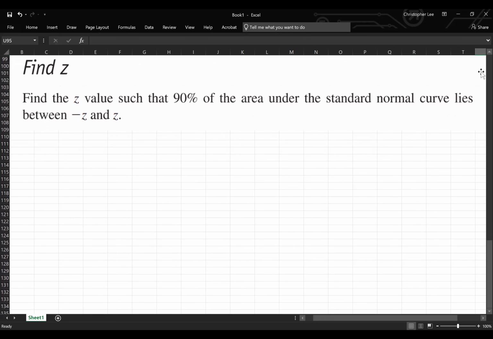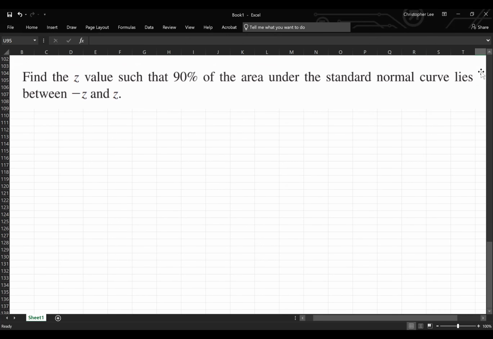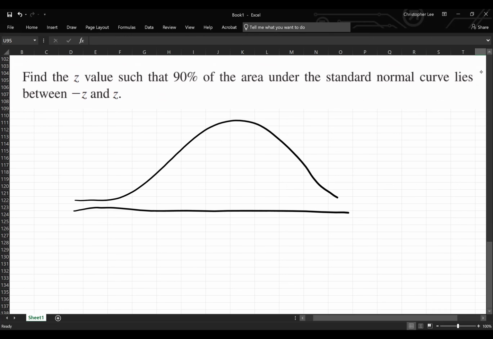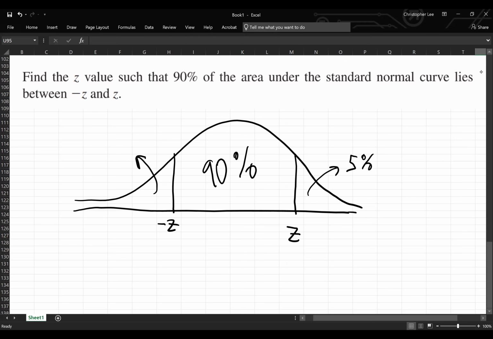So let's look at this real quick. Finding z. This says to find a z value such that 90% of the area on the standard normal curve lies between negative z and positive z. So long story short, I have a normal distribution like so, and I'm telling you that there's some negative z value and some positive z value such that 90% of the area is in between them. All right, let's think for a second. If this is 90% of the area, how much is this and how much is this? 5 and 5. Very good.